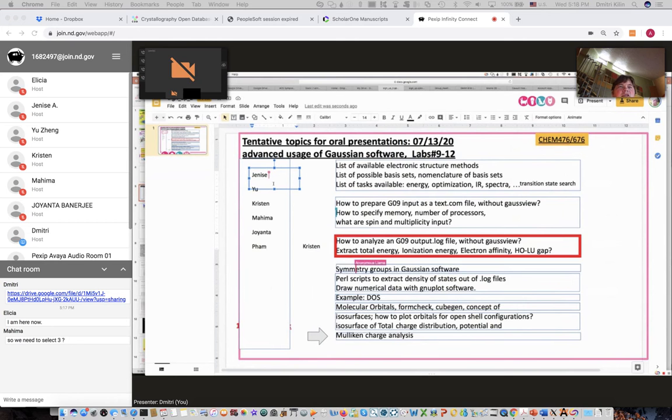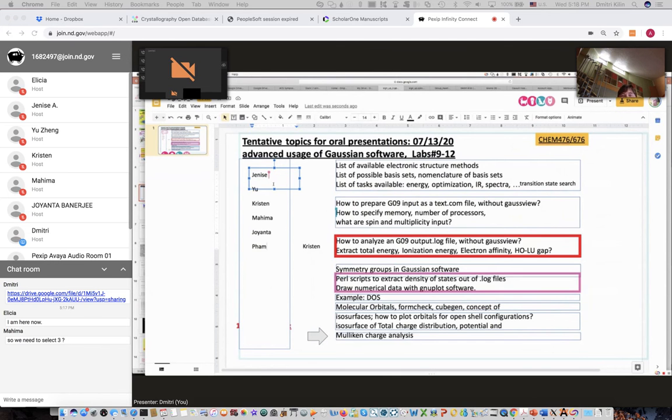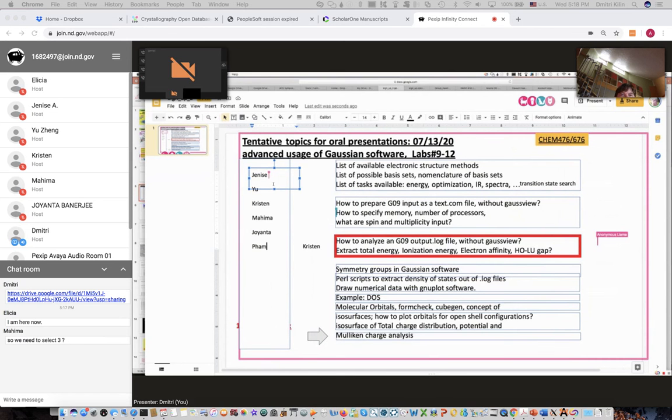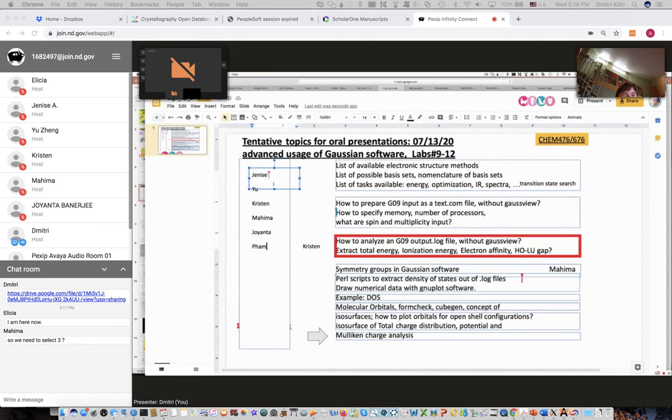So I see someone is considering symmetry groups. Okay, so please keep working on this table, and I will try to look at how the filling of this table goes. Oh, thank you, Mahima. Okay, I'm impressed because symmetry groups are not easy. You're brave. So we need to go through the slides, but the connection remains active.